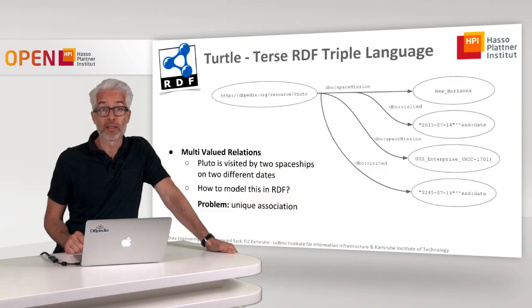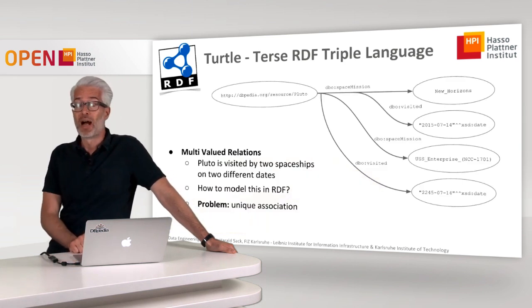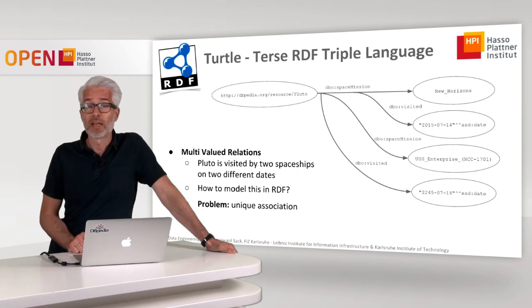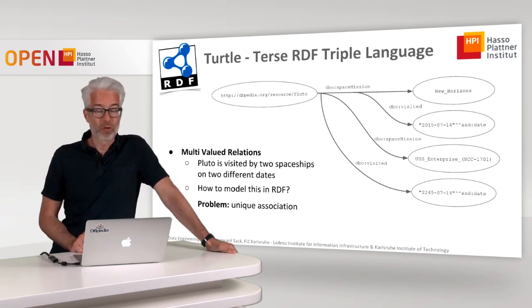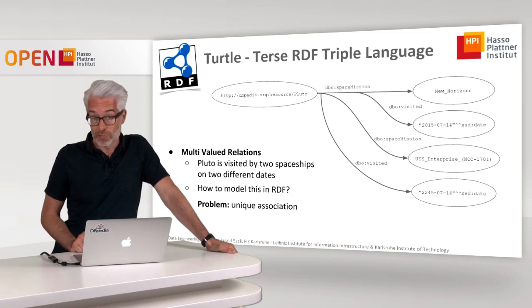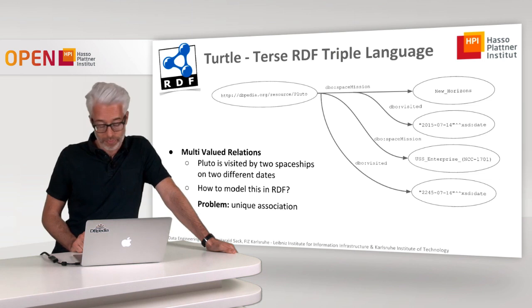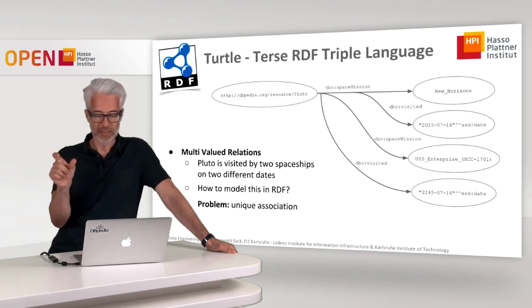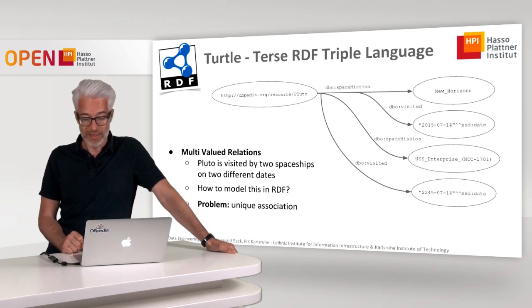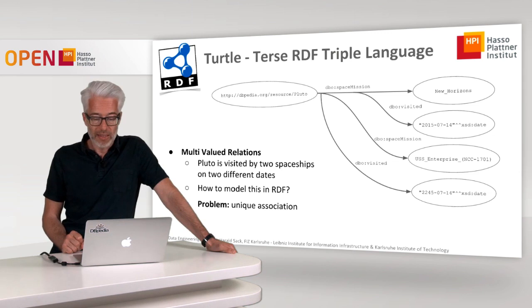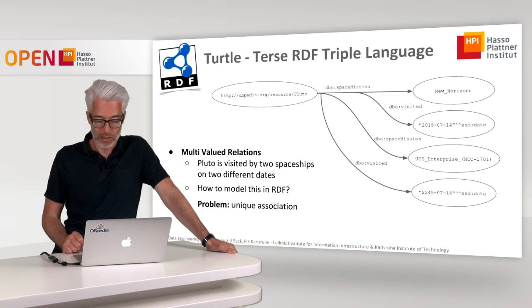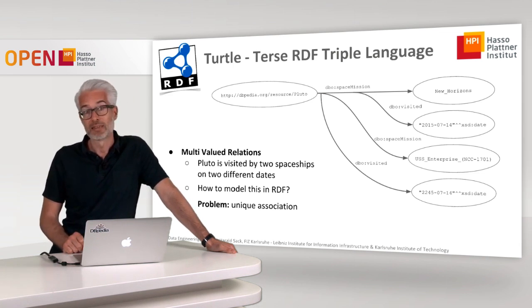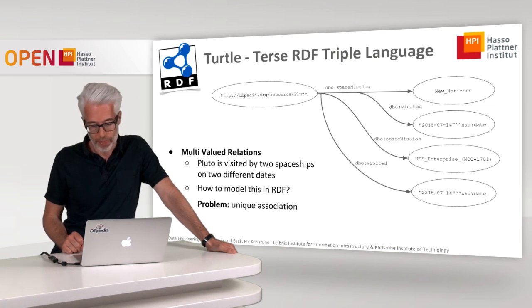But there is more in RDF. For example, the problem, how do I express so-called many-valued relations? Just have a look at the following problem. Pluto is visited by two different spaceships on two different dates. Let's have a look at the graph representation we have here. So we see here a spaceship which is called New Horizons. So we see Pluto, and then we have a space mission, New Horizons, and then we have a date visited, which is in 2015. And next we have a space mission, which is referring to the USS Enterprise from the well-known Star Trek series. And this has been visited then somewhere in the 23rd century.